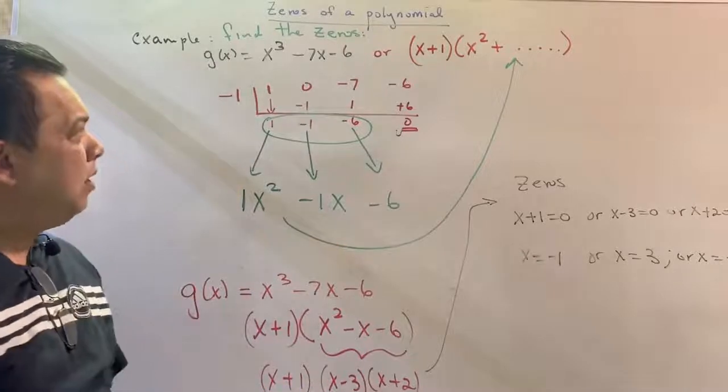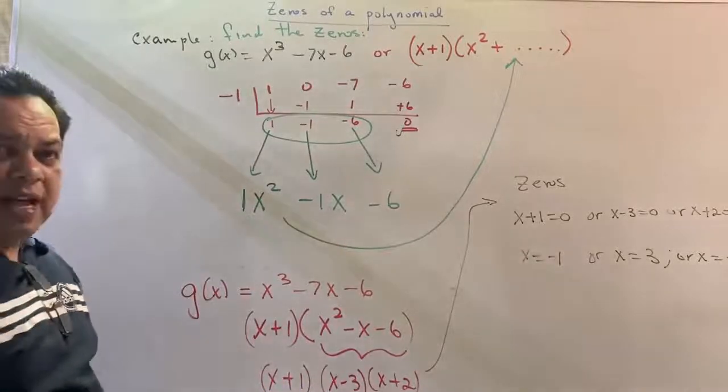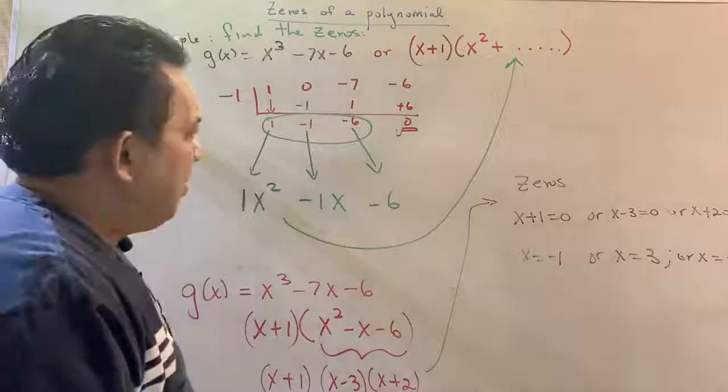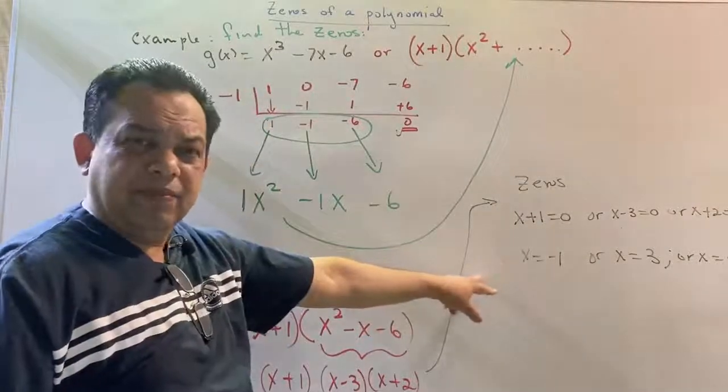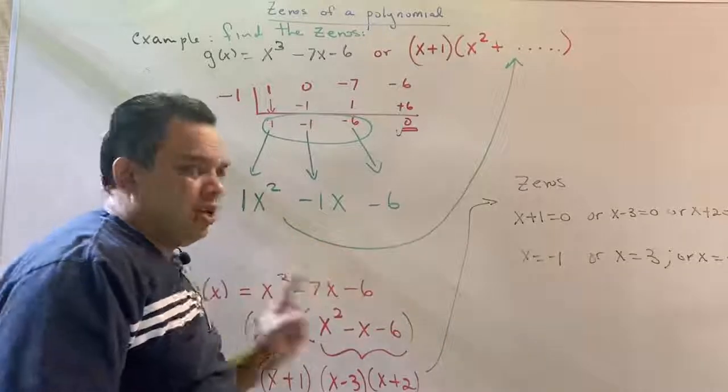Okay? So we can try some more examples. Now keep in mind, if the zeros were irrational, we wouldn't have got them. Okay? So these are the rational zeros.